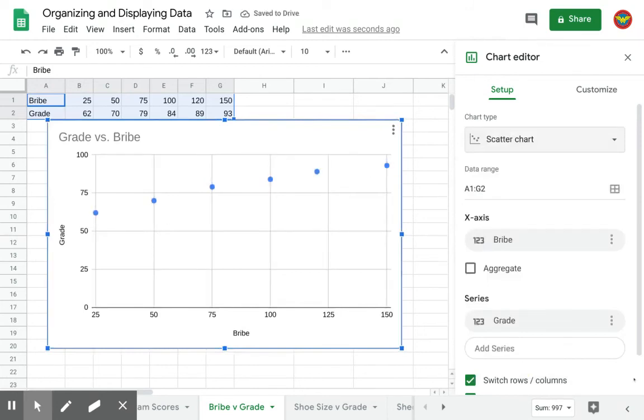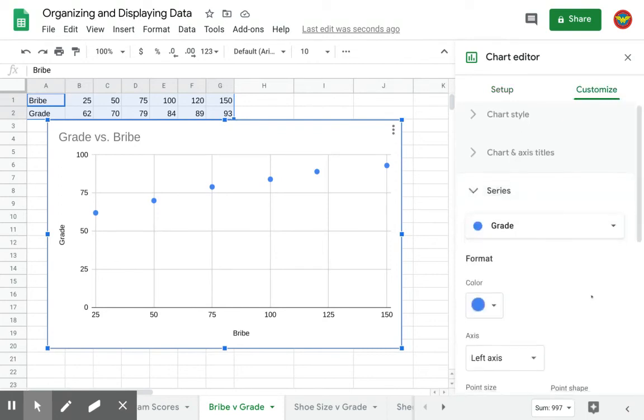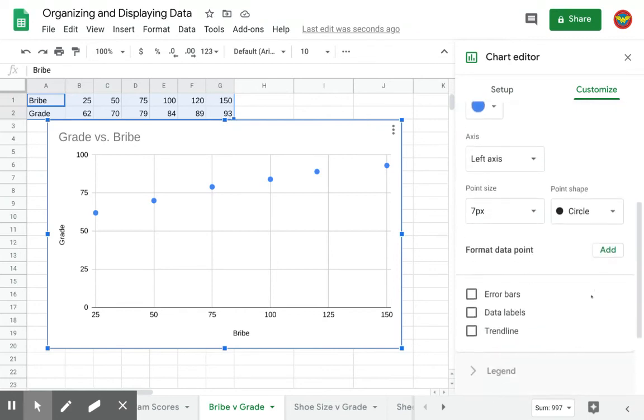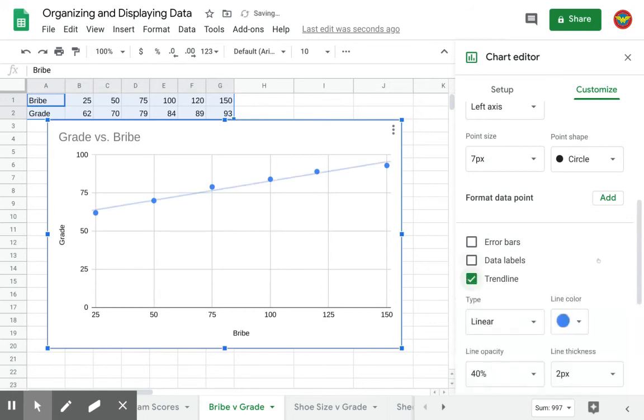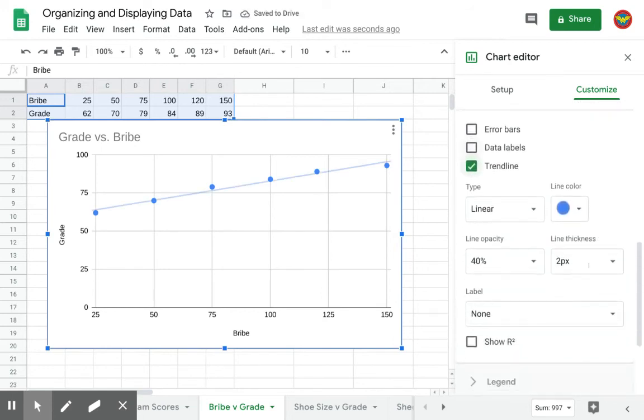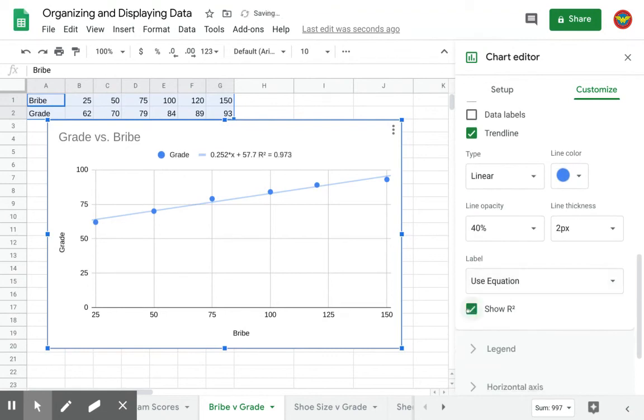So I'm going to go ahead and do one more thing. And this is just not obvious. So watch my steps here. I click on Customize. I'm going to go down to Series. This is the data, the series of data. I'm going to scroll down, and I do want the trend line. This is the best fit line. So I click on trend line. I continue to scroll down, and I want the label to be the equation. So it gives me the equation, and I want to see what R squared is.